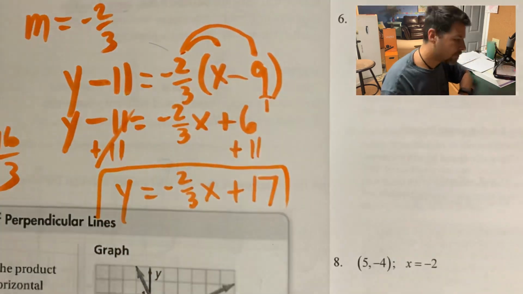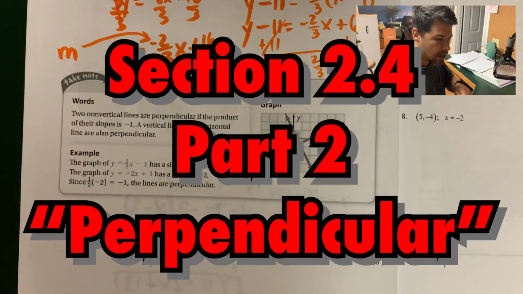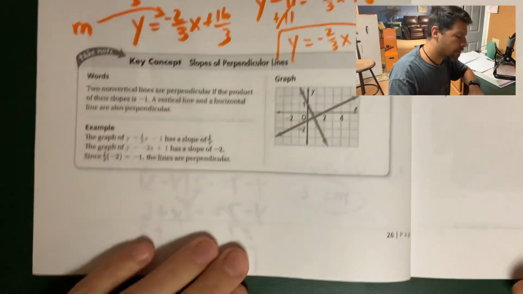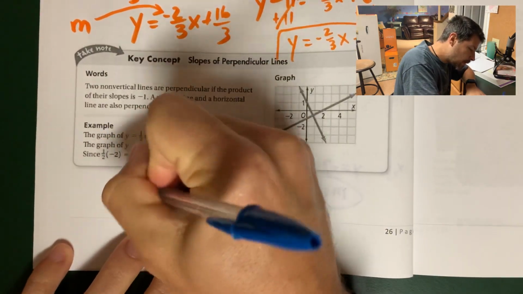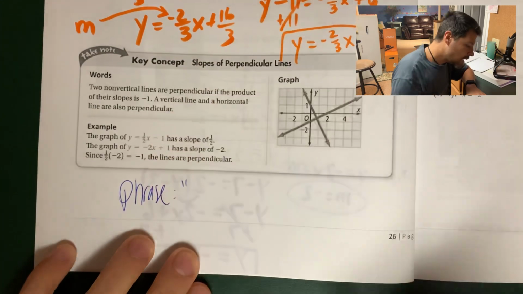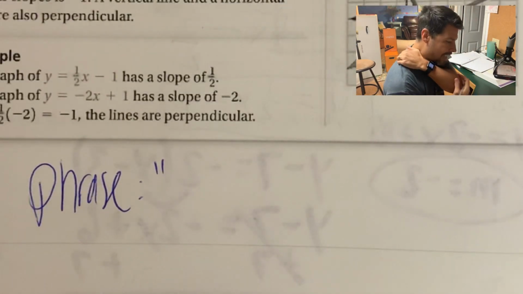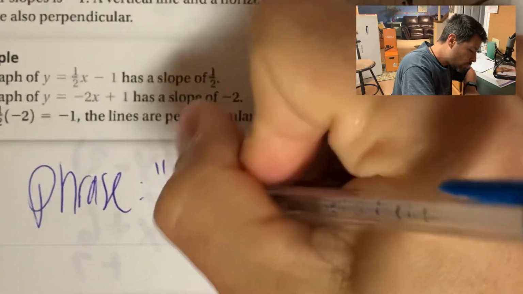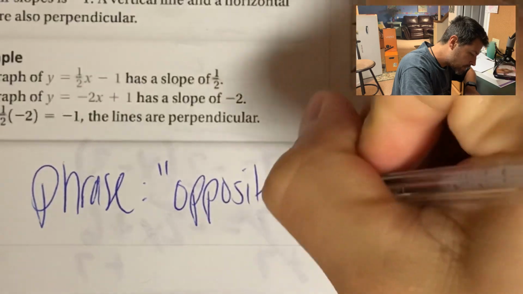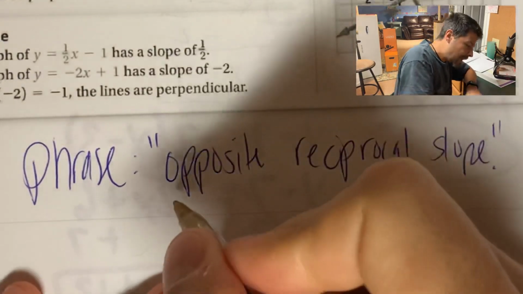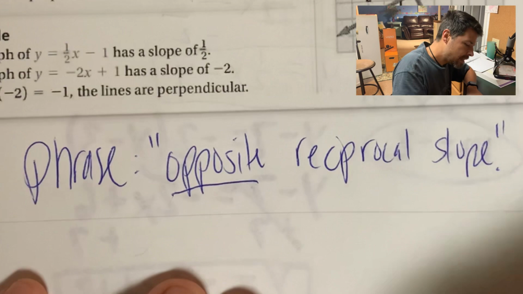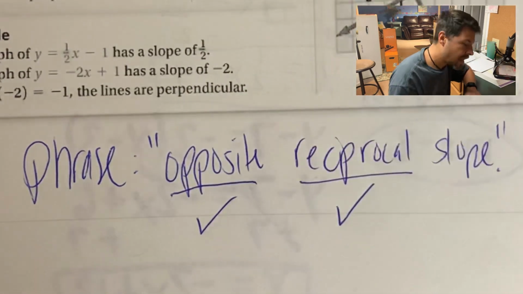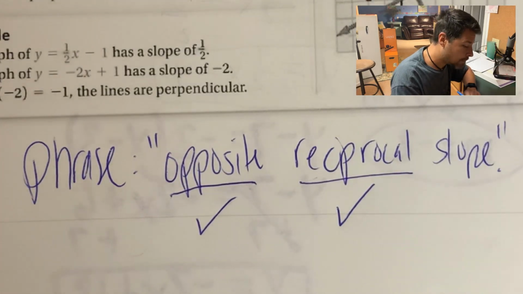That's in slope-intercept form. And for the second part of today's lesson, let us talk about perpendicular lines for a moment. There is something, sort of a phrase that I want you to remember when it comes to perpendicular lines. As parallel lines have the same slope, perpendicular lines have what we call opposite reciprocal slope. And so let's talk about what this means. Opposite means you change the sign, and reciprocal means that you flip it over. We have to do both of these items to get a slope that's perpendicular to it.